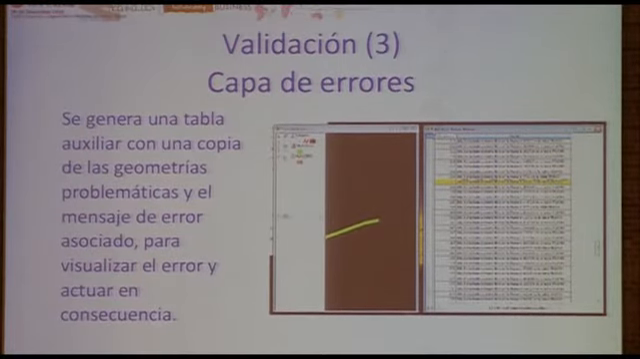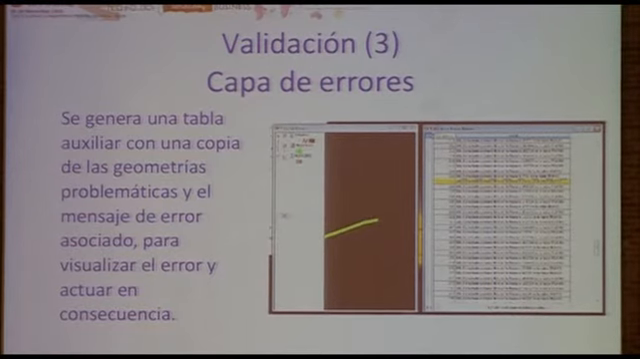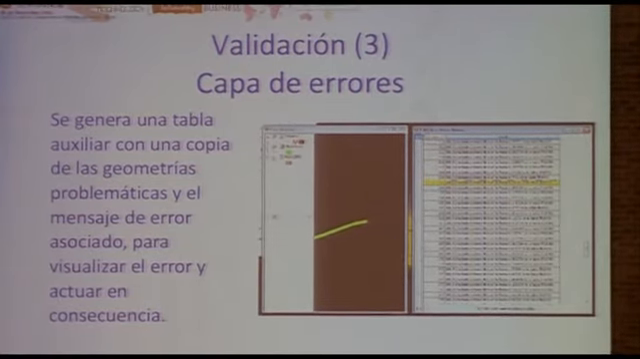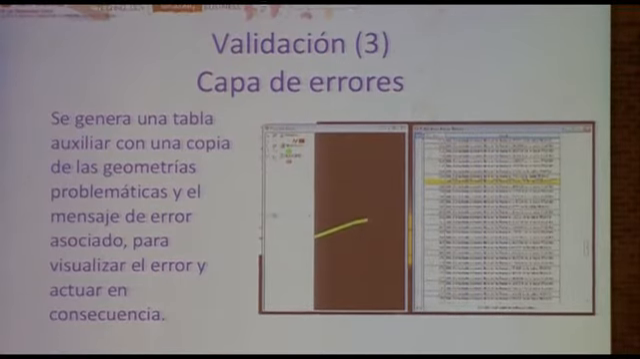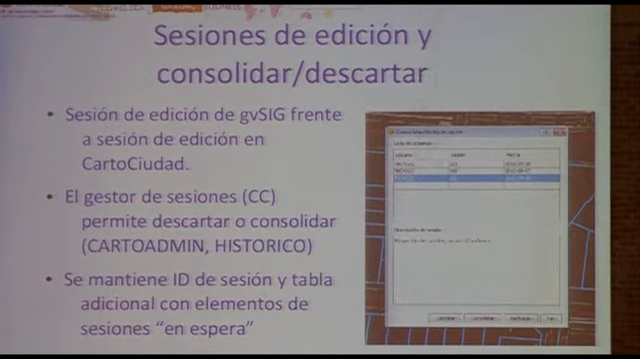Then we are generating a table with all the elements that are presenting an error. You can consult that table. We have the attributes and the geometry of the data. We find the geometry of the error. We can download it in gvSIG, and we can use the original layer, or we can consult the error layer, and we can study case by case. Another very important thing is the concept of editing and consolidation.